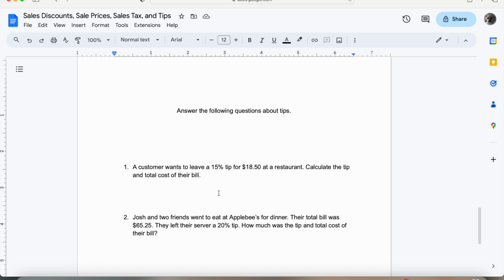So the tip is $2.78 and the total cost is $21.28.